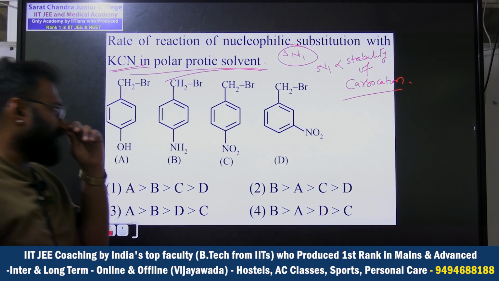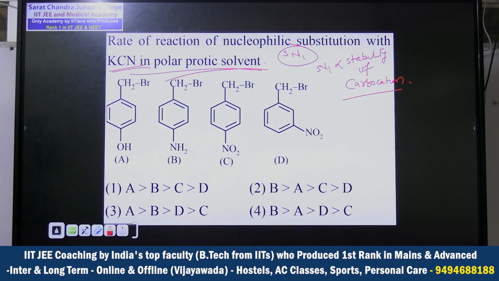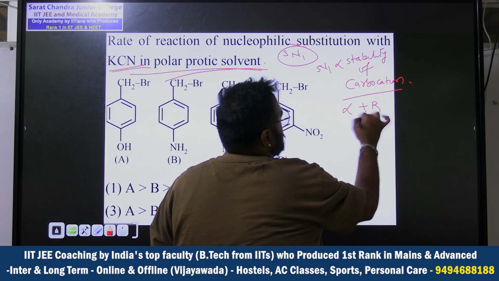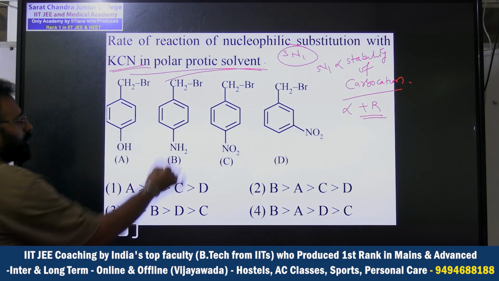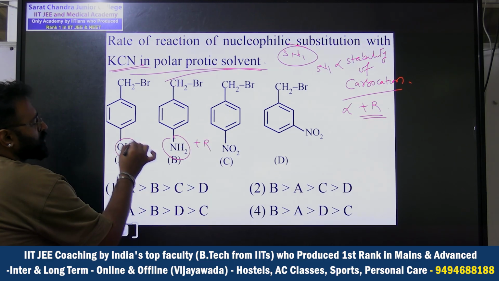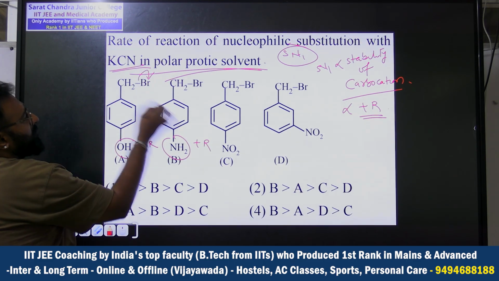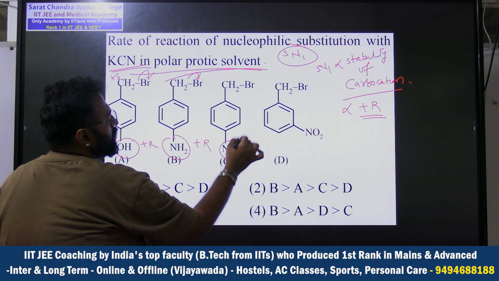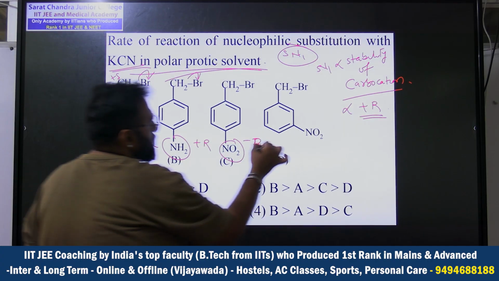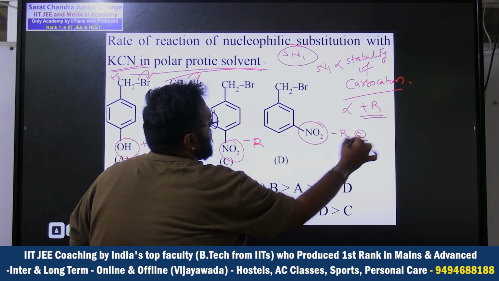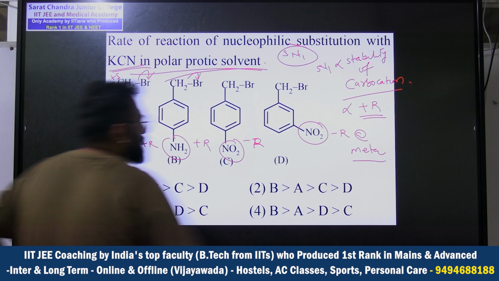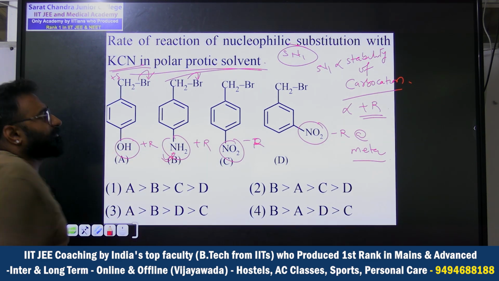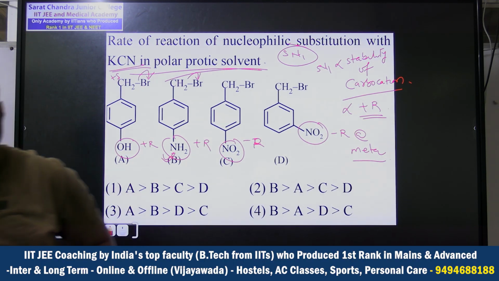For SN1, stability of the carbocation is directly proportional to the plus R effect. This shows plus R, which will help in making the carbocation. This shows minus R, and this shows minus R at the meta position. Correct. So out of NH2 and OH, we know that NH2 is a better plus R group.